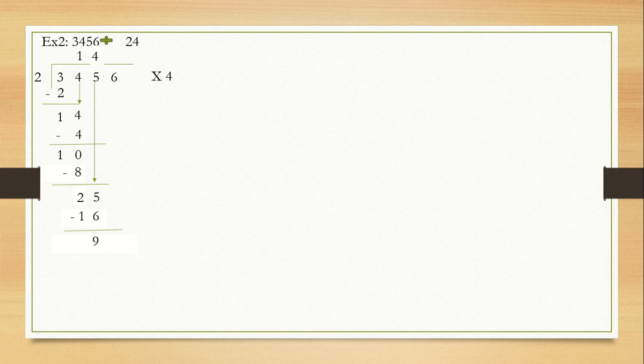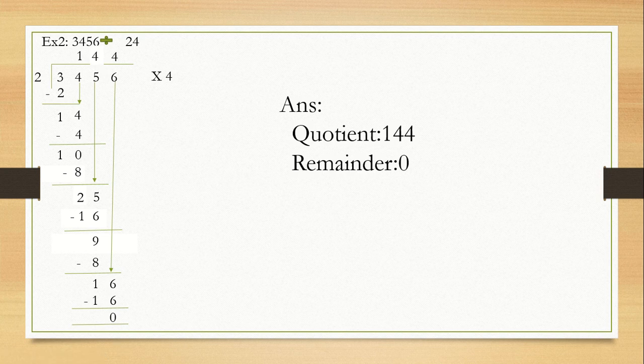Now this 9 should be divided by this 2. How many times will it go? 4. 4 2s are 8. 1 will remain and we have to bring down the last digit, that is 6. What I told you, whenever you are bringing down the last digit, we have to subtract this product and stop. 4 4s are 16. 0 will remain. So that's all, we got the answer: 144 is the quotient and 0 is the remainder for our sum, that is 3456 divided by 24.